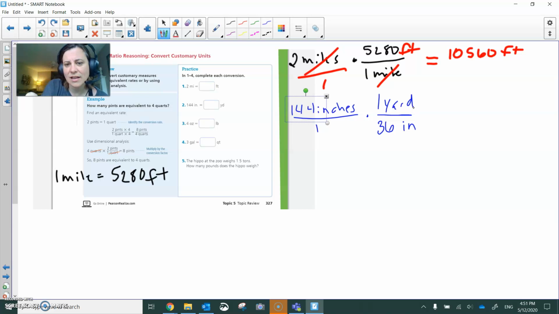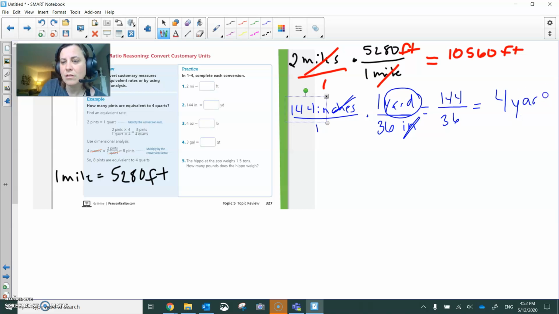And notice I've got inches in the numerator, which cancels inches in the denominator. 144 times 1 is 144. 36 times 1 is 36. And 144 divided by 36 is 4. And the only unit of measurement that's left is the word yard. So 144 inches is 4 yards.